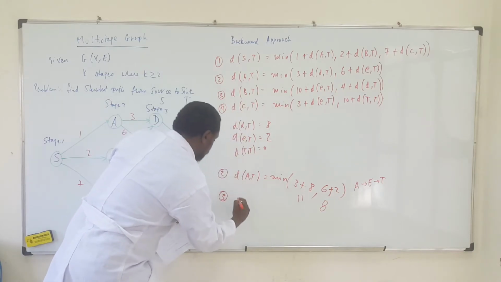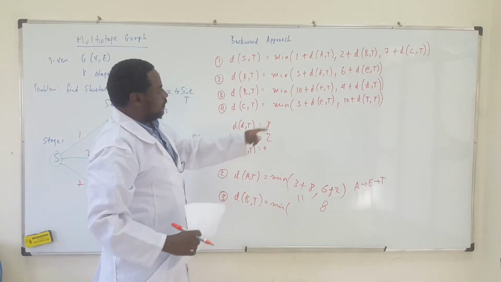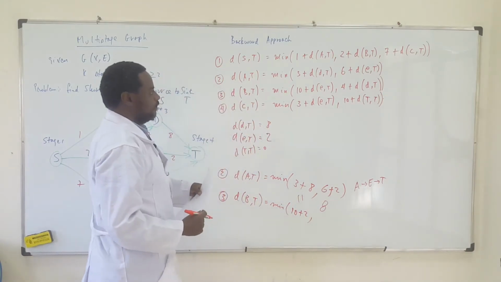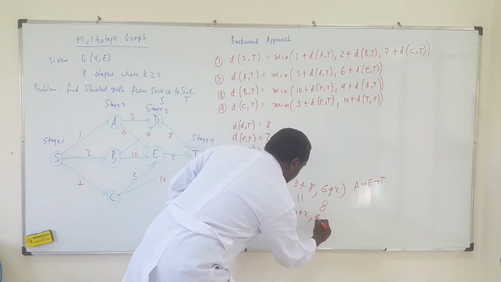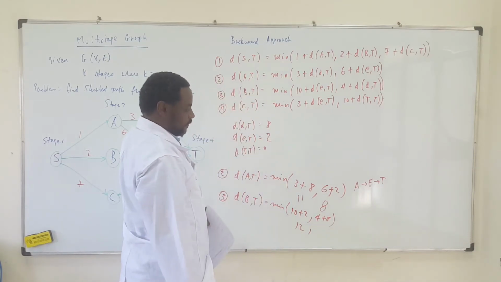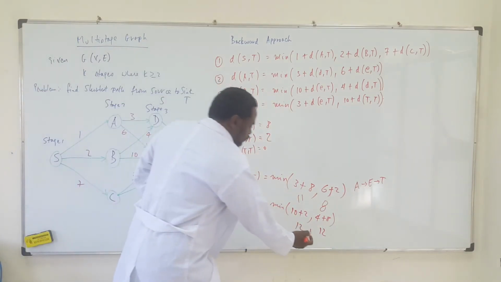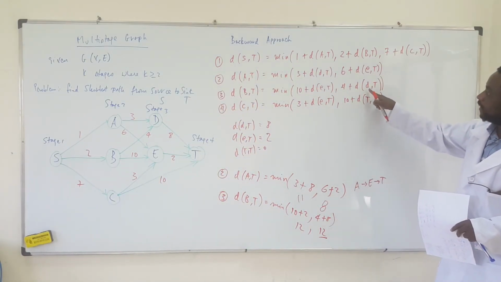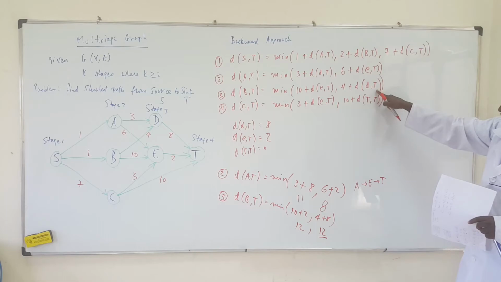Now substituting in the third equation, the distance B to T equals the minimum of 10 plus E to T, which is 2, so 10 plus 2, or 4 plus D to T, and D to T is 8, so 4 plus 8. This one will be 12 and this one will be 12. Both are 12, so we can choose whichever we want. Let's choose this one. If we choose this one, we go through D, so B D T.